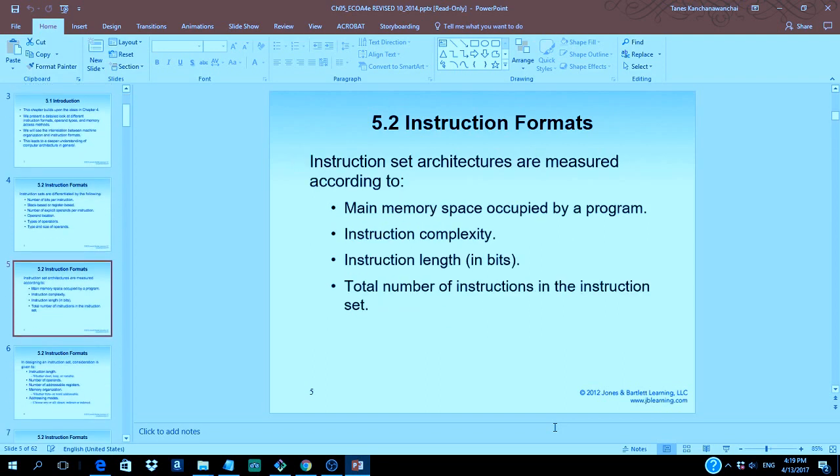We see that different software will use certain instructions, and software has to be compatible with whatever instructions the architecture has. So instruction set architecture is going to be efficient or not based on the memory space, instruction complexity, instruction length, and total number of instructions.